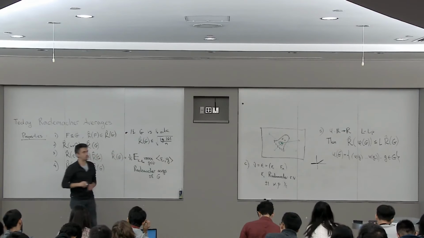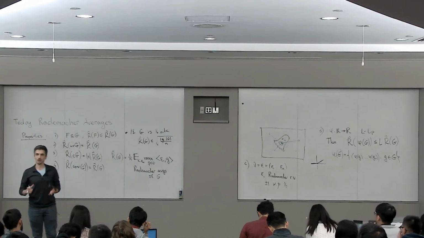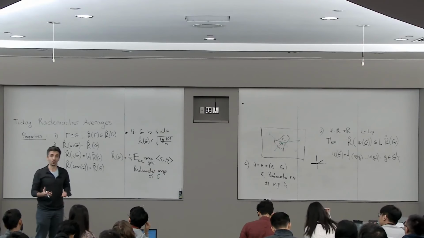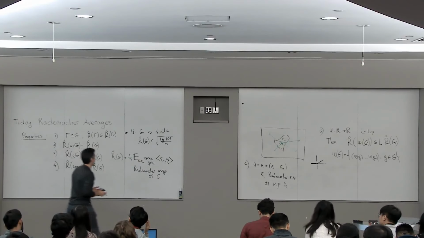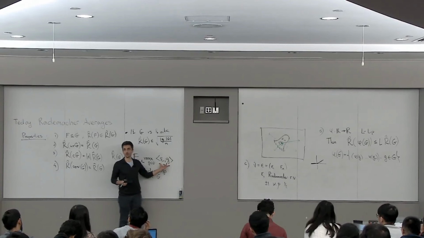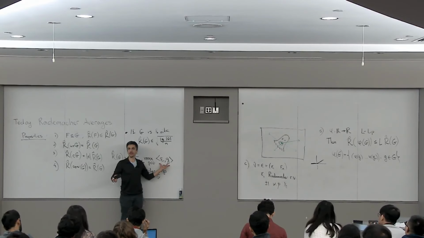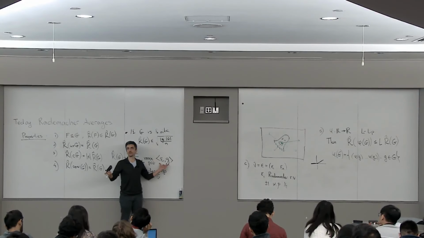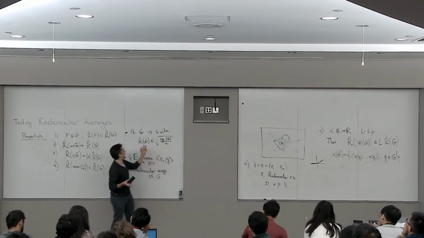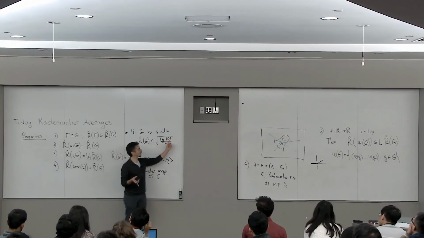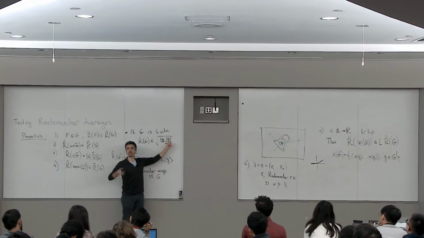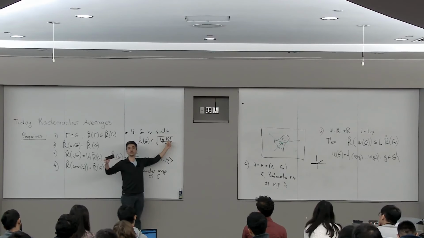For those of you who know what sub-Gaussian random variables are, these averages are sub-Gaussian random variables. So think of them as Gaussian. And the maximum of cardinality of G Gaussians behaves like square root of log cardinality.